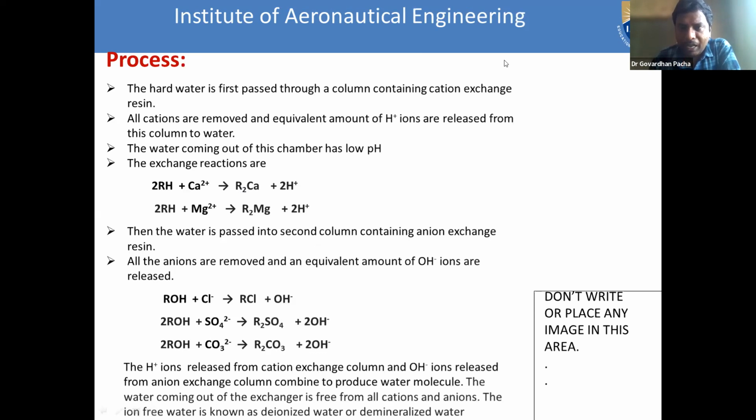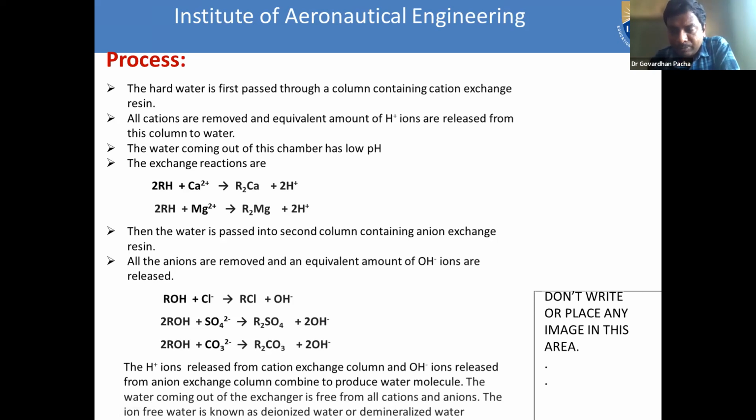So finally, from the cation exchanger we observe H plus ions released into the water, whereas the anion exchanger exchanges the anionic hardness and releases water containing OH minus ions. So these H plus ions from the cation exchanger and OH minus ions from the anion exchanger combine with each other to give a water molecule. So the resultant water is called demineralized water or deionized water.